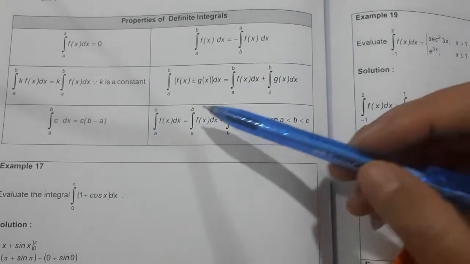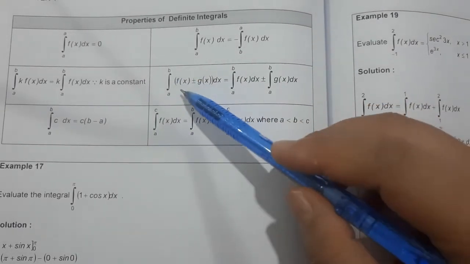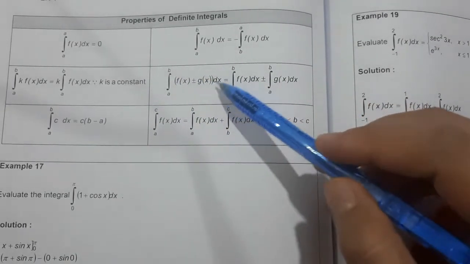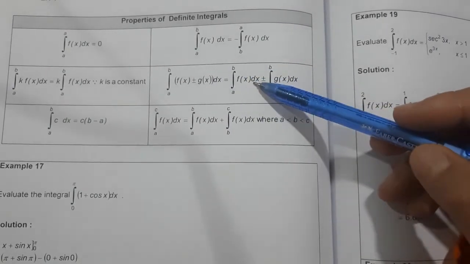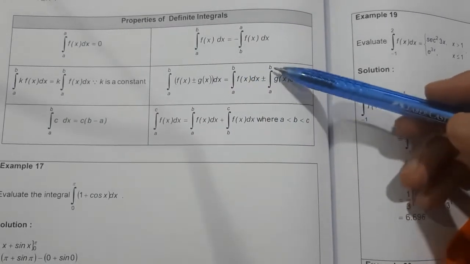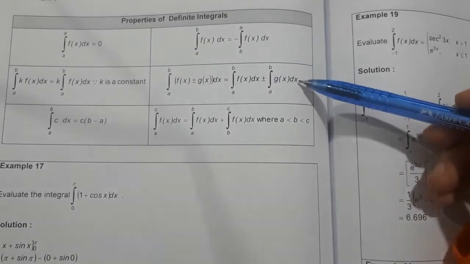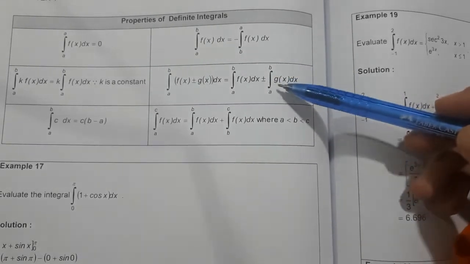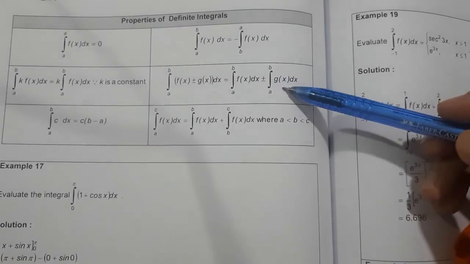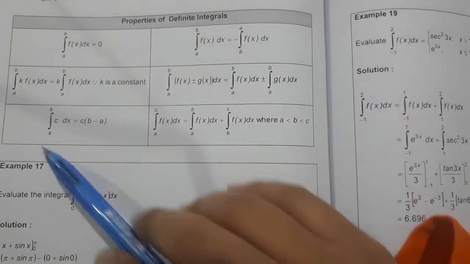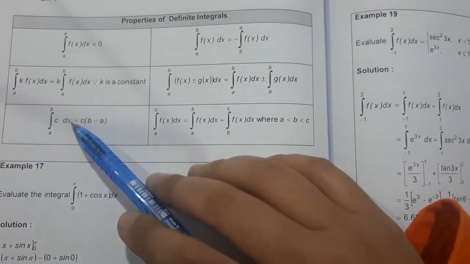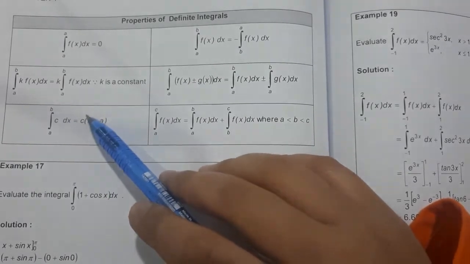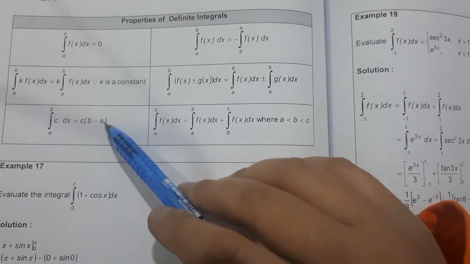Property number 4, integration from a to b of f(x) plus or minus g(x) dx equals integration from a to b of f(x) dx plus or minus integration from a to b of g(x) dx, meaning that we can separate the functions f(x) and g(x). Property number 5, integration from a to b of c dx equals c times (b minus a).